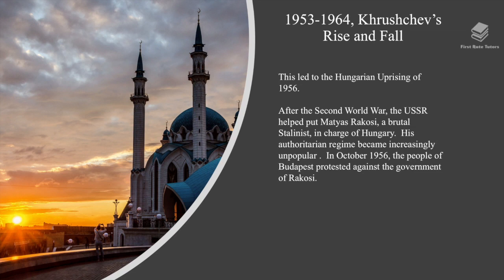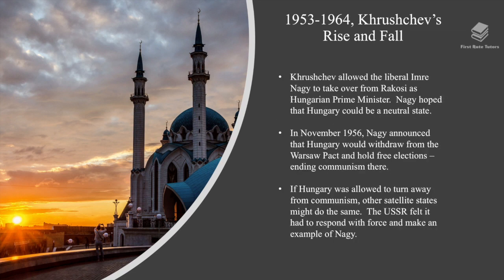After the Second World War, the USSR helped put Matyas Rákosi, a brutal Stalinist, in charge of Hungary. His authoritarian regime became increasingly unpopular. In October 1956, the people of Budapest protested against the government of Rákosi. Khrushchev allowed the liberal Imre Nagy to take over from Rákosi as Hungarian Prime Minister. Nagy hoped that Hungary could be a neutral state. In November 1956, Nagy announced that Hungary would withdraw from the Warsaw Pact and hold free elections, ending communism there.